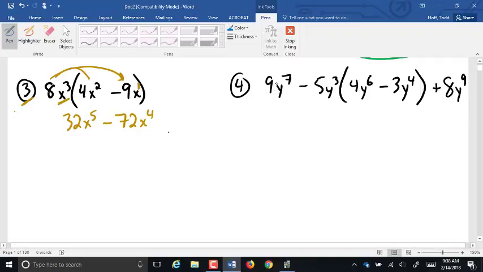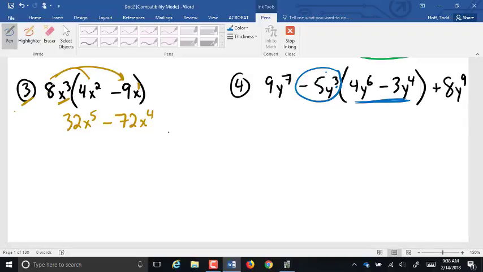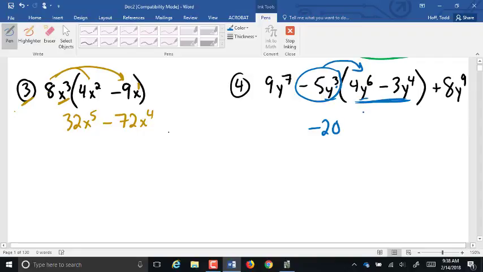And then number 4. We see the parentheses, which tells us we should look there first. Is there anything to do inside there? No. So then we look to see what needs to be done to it, and it's multiplied by a negative 5y to the 3rd. Remember that symbol, that operation always goes with the number that comes after it. So it's going to be negative 5y to the 3rd times 4y to the 6th. Negative 5 times 4, negative 20. Y to the 3rd times y to the 6th, y to the 9th.